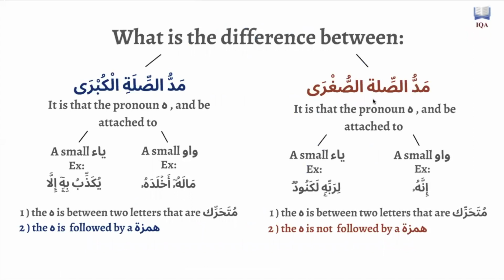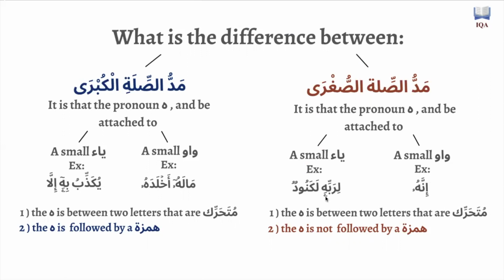Madd al-Silat al-Sughra, which we covered in part 1, is that yes, you have a pronoun hu or he, and it's attached to a small waw or a small ya, right? Rabbihi lakanud, li rabbihi lakanud. But here, the hu or the he is not followed by a hamzat al-qat'. It's not followed by a hamzat al-qat'. So here we have a he, right?